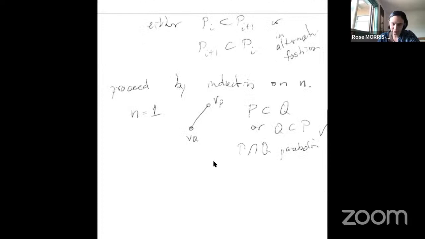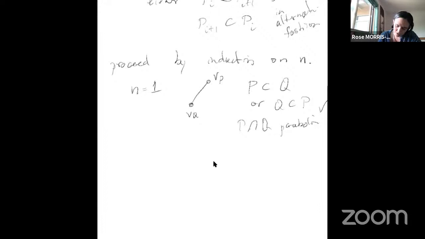So my base case, if I have n equals one, right, then I have here's VP or VQ, and here's VP, right? So if n equals one, then either P is a subset of Q or Q is a subset of P, and I know exactly what their intersection looks like, right? P intersect Q is definitely going to be parabolic. That one's easy. All right. So then by induction, I'm going to assume that P intersect PN minus one is parabolic.